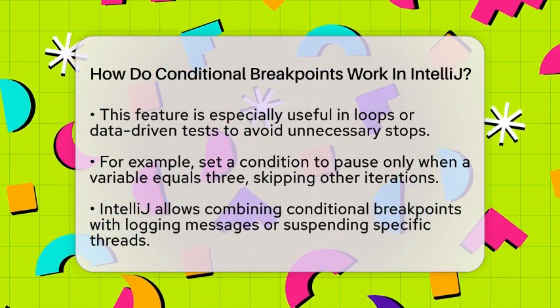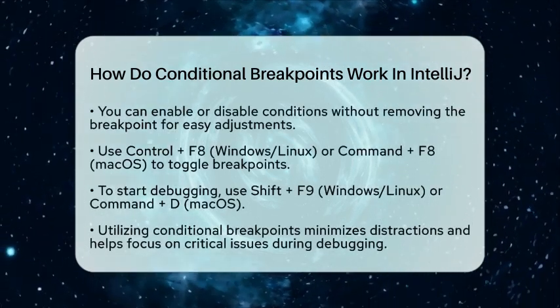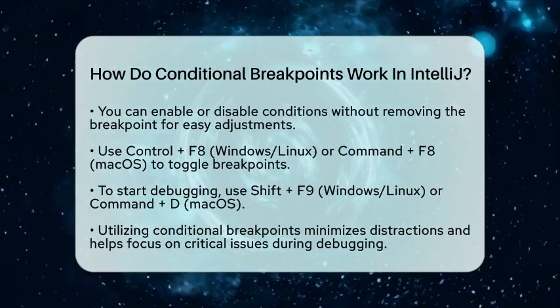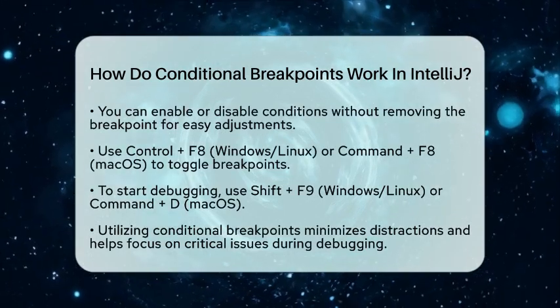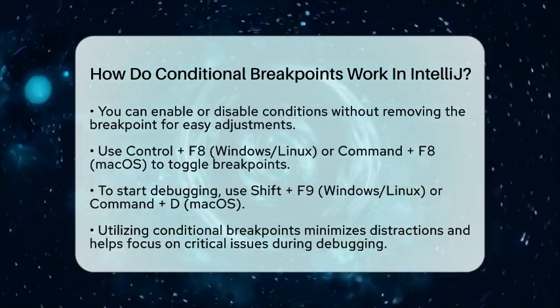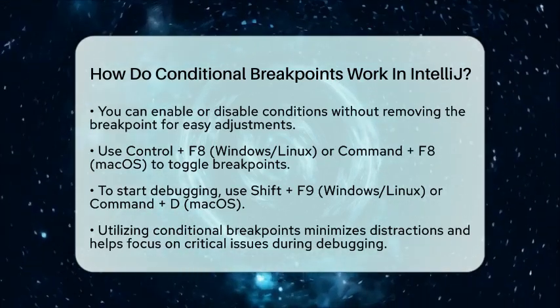To access these features, you can use the shortcut Ctrl+F8 for Windows and Linux or Command+F8 for macOS to toggle breakpoints. Right-clicking the breakpoint icon lets you add or edit the condition. When you are ready to debug, use Shift+F9 for Windows and Linux or Command+D for macOS.